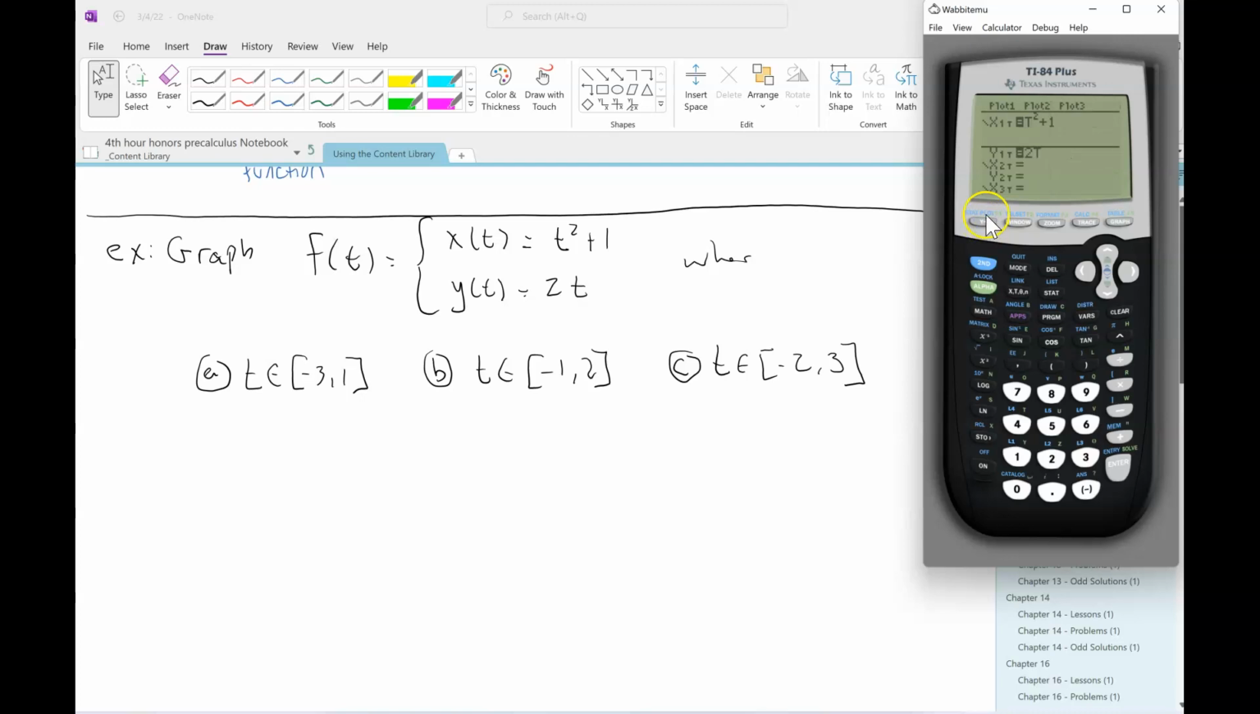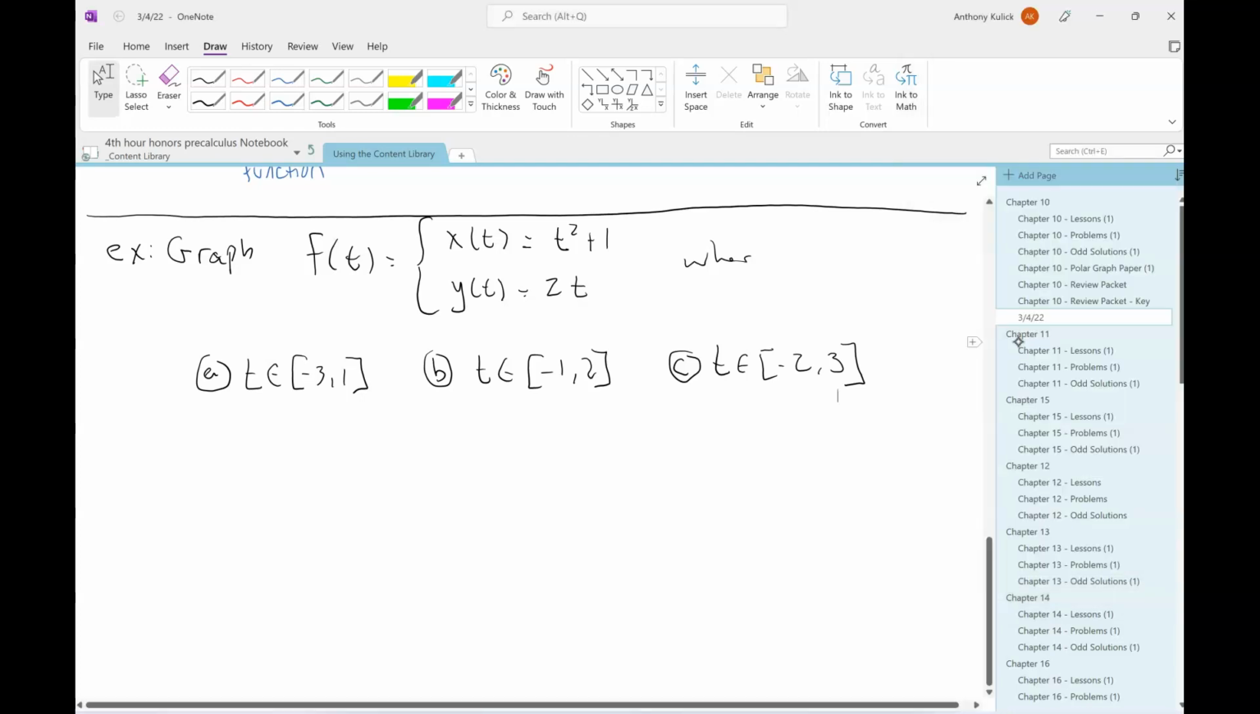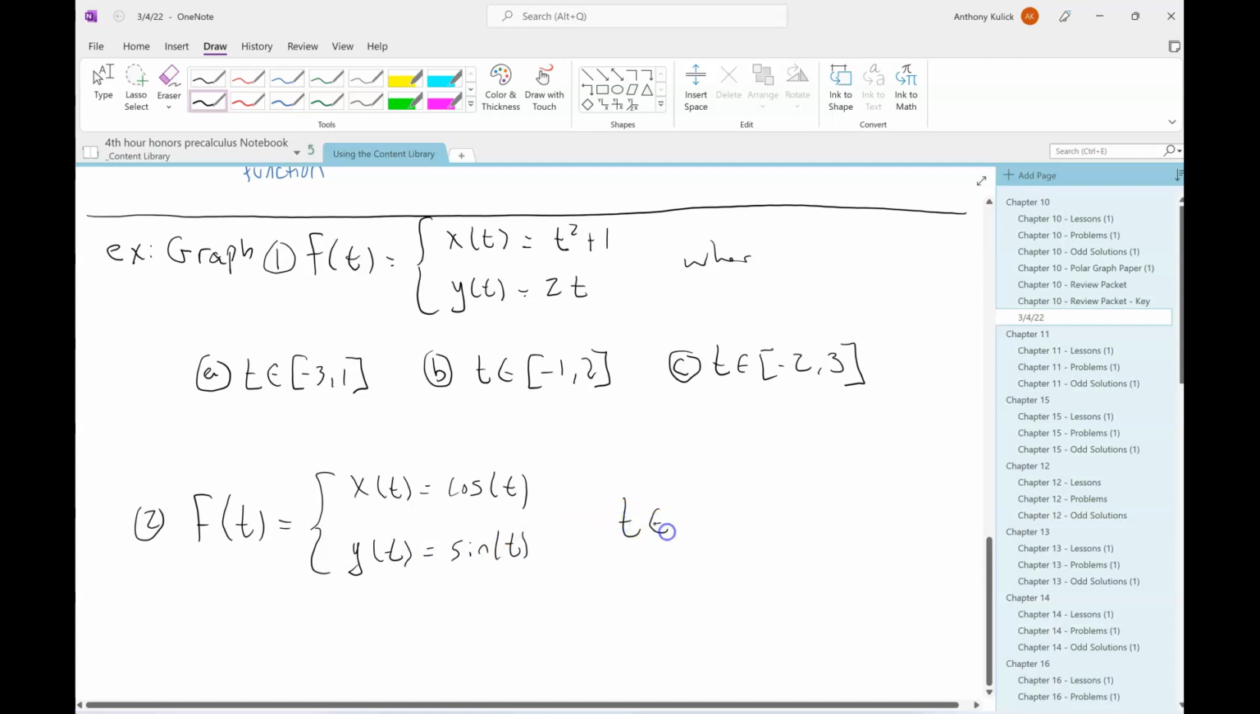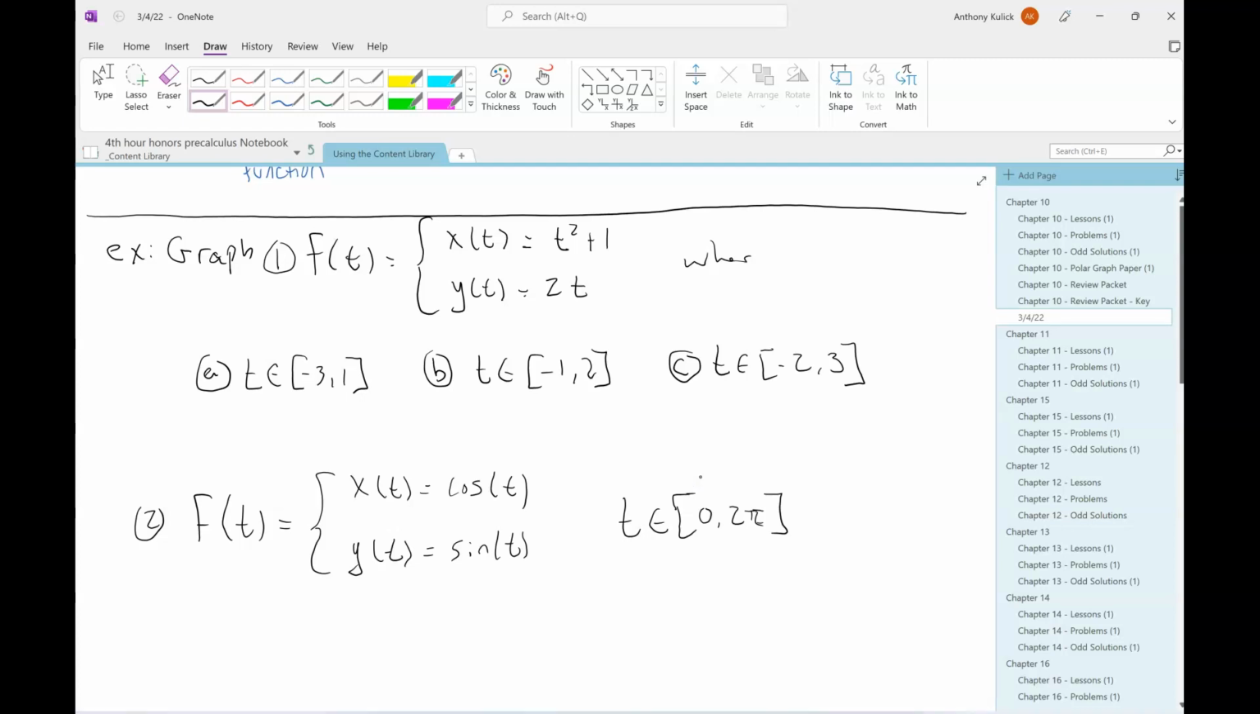Let's do another one. So let's say that we wanted to do, let's say we're going to graph this parametric function. Anybody tell me what this is without actually graphing it on your calculator? You guys have all seen this before. It is the unit circle.